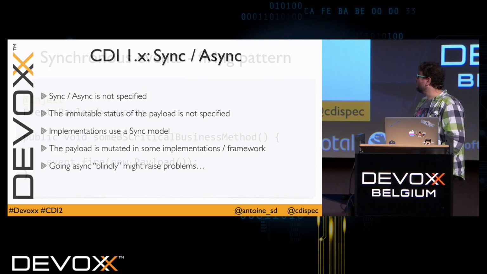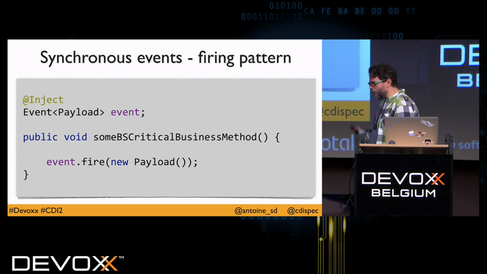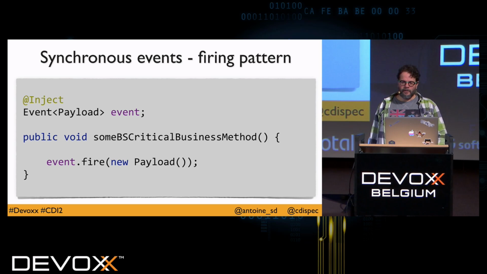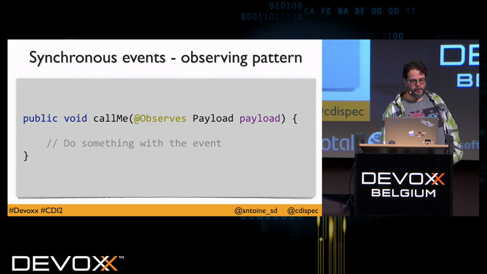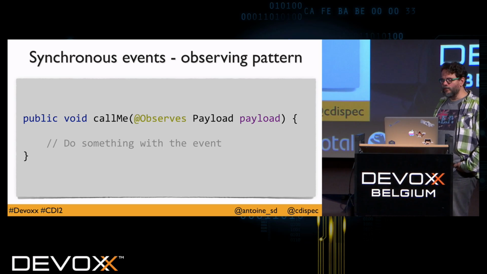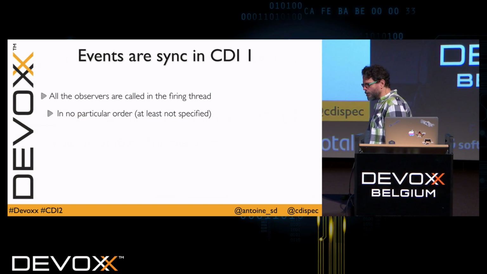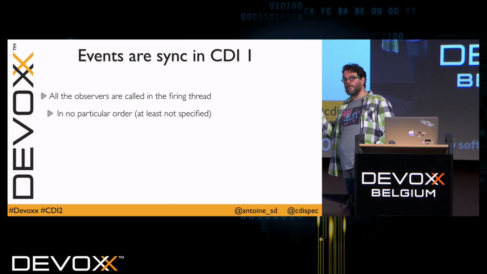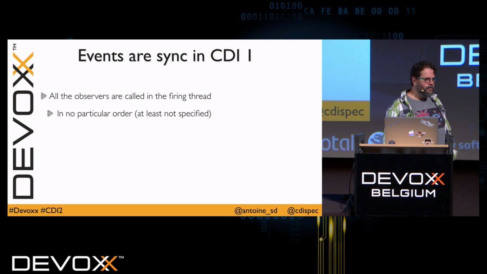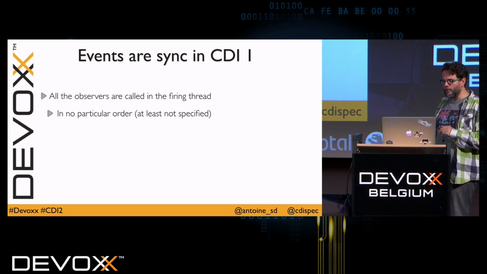So if we go back to the firing pattern today, we have something like that. We inject the event with the payload and we call fire. And on the other end, we have an observer observing the payload and doing things, and it can change the payload if it wants. When I have a bunch of observers, they are called in the same thread as the firing thread, and they are called in no particular order.